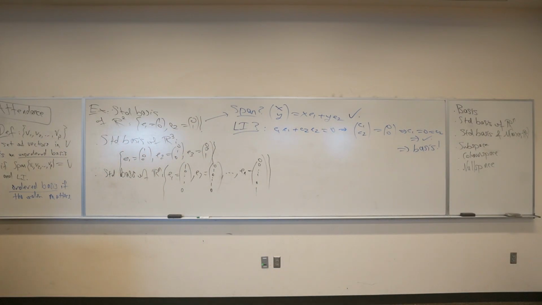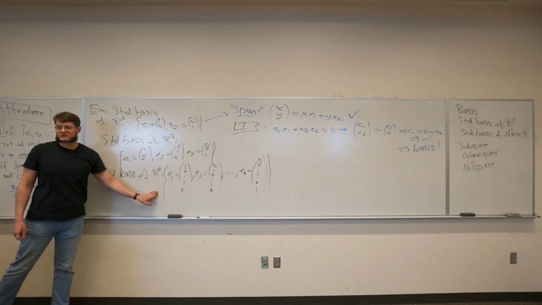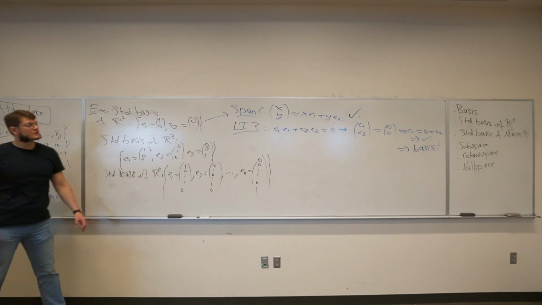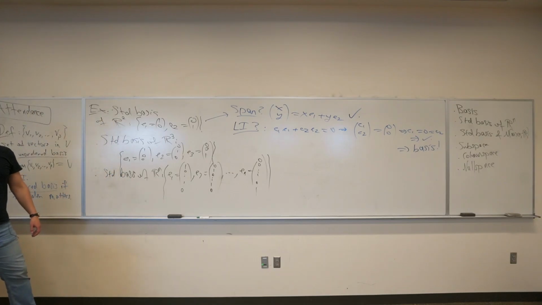There is one standard basis for each dimension, but are there other bases? When people talk about standard bases for R to the n, they mean things like this. But that is not to say that there are no other bases. Let's do another one.